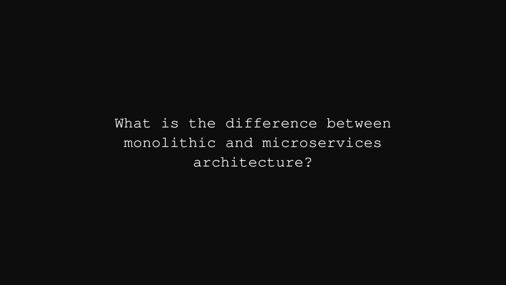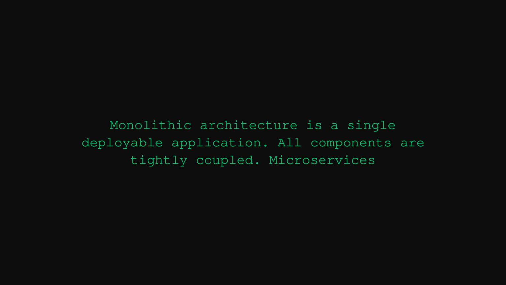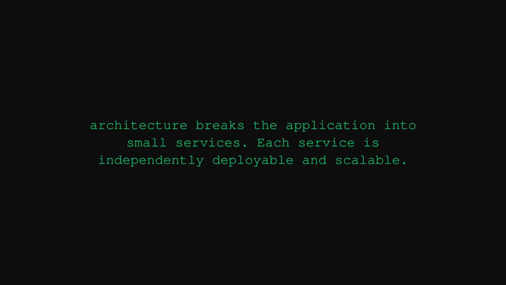What is the difference between monolithic and microservices architecture? Monolithic architecture is a single deployable application. All components are tightly coupled. Microservices architecture breaks the application into small services. Each service is independently deployable and scalable.